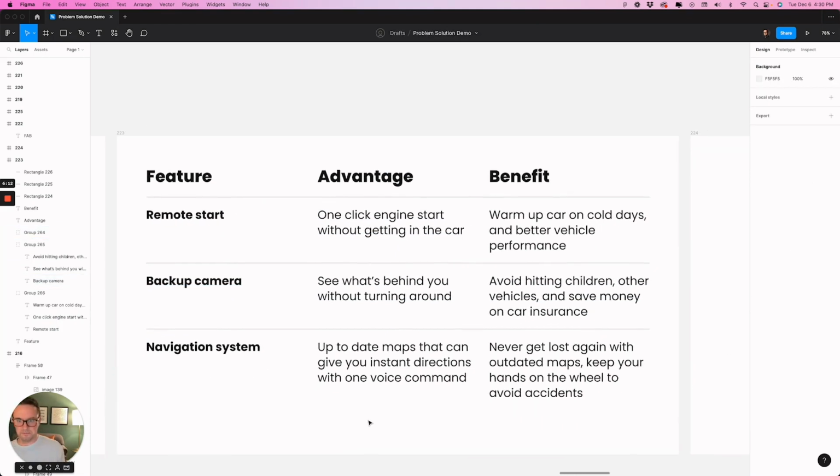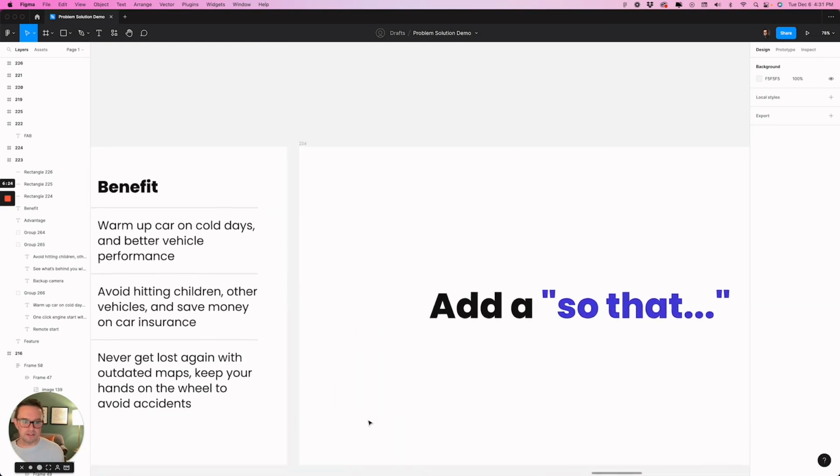So you can see this anytime you're writing out these product features in your product solution. Make sure you're using that feature, advantage, benefit. What does that feature actually mean? What advantage does it give me? And ultimately, what benefit does it give me?